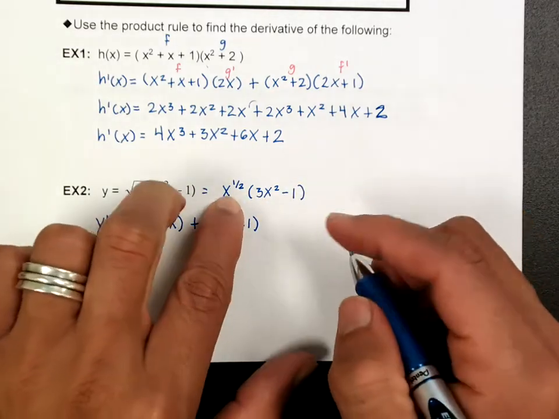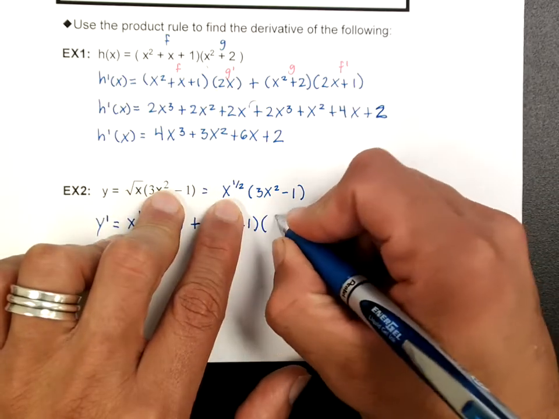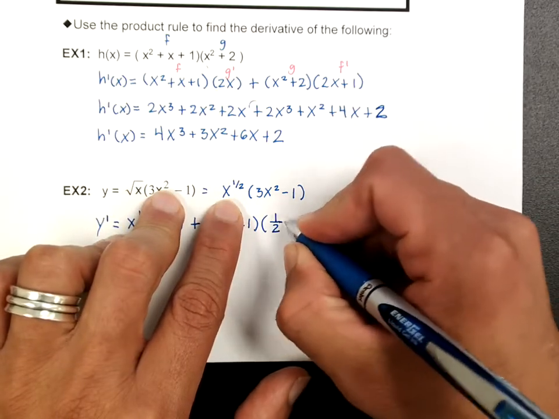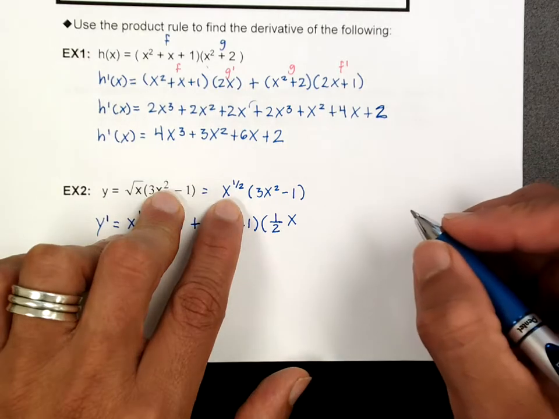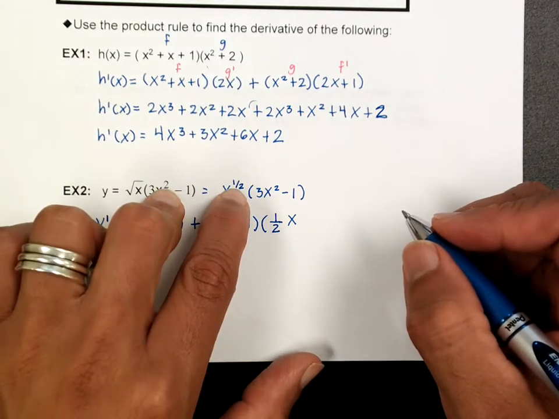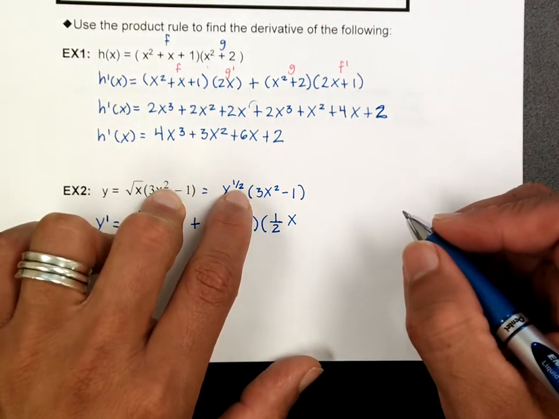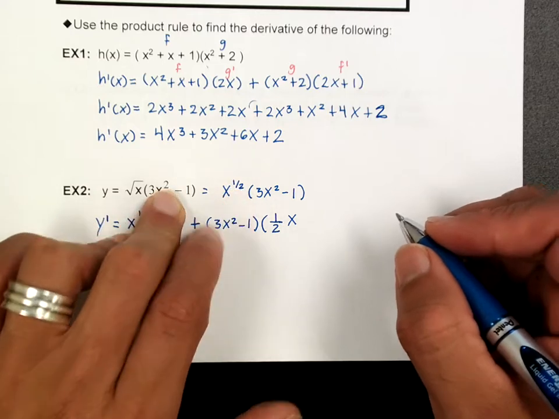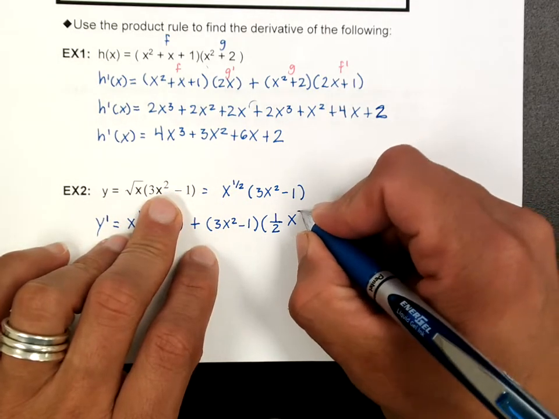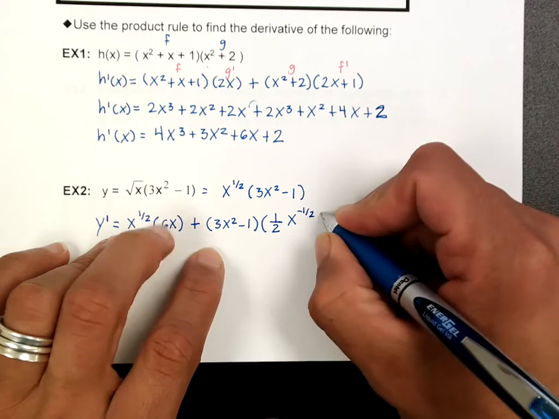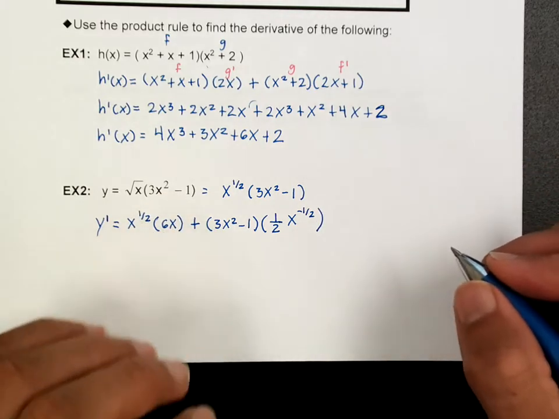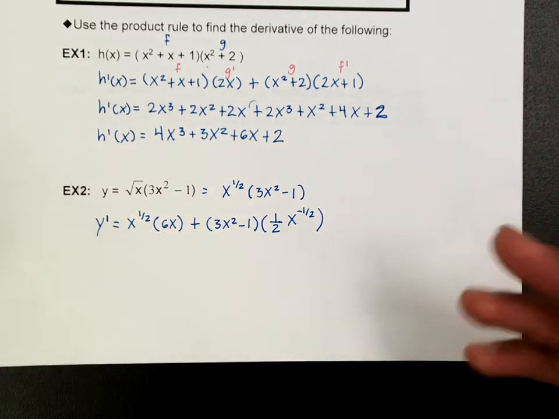Now the derivative of x to the 1/2, don't forget, I'm just going to bring the 1/2 in front. I'm going to rewrite that x, and on the exponent, I'm going to subtract 1 from 1/2. So 1/2 minus 1 is negative 1/2. All right, so we have 1/2 times x to the negative 1/2. Now that's it for the product rule.